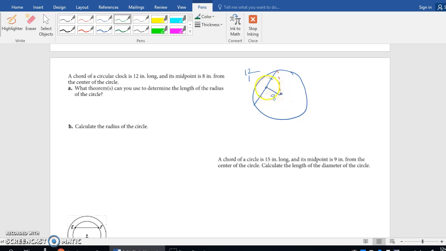So, right here. So what type of triangle did I just make? Oh, a right triangle, which means that we can use the Pythagorean theorem to find the radius. A squared plus B squared equals C squared. So my radius is going to be x.